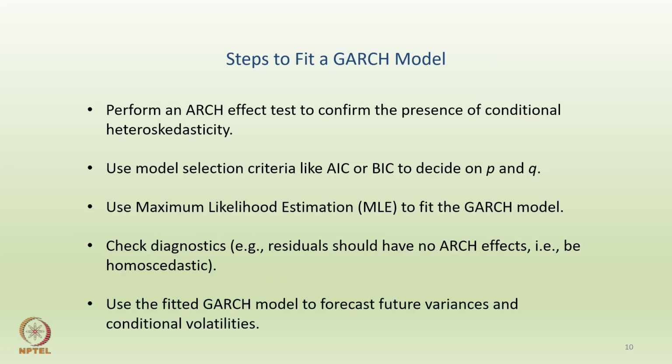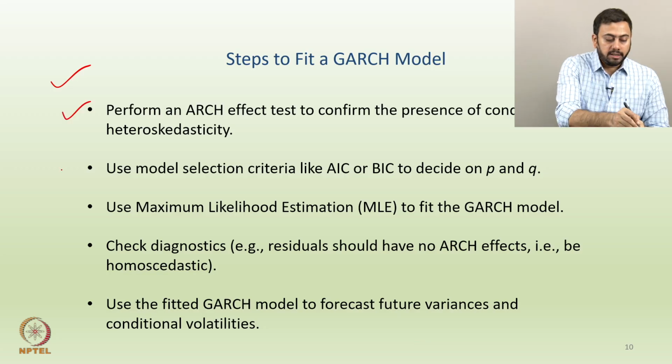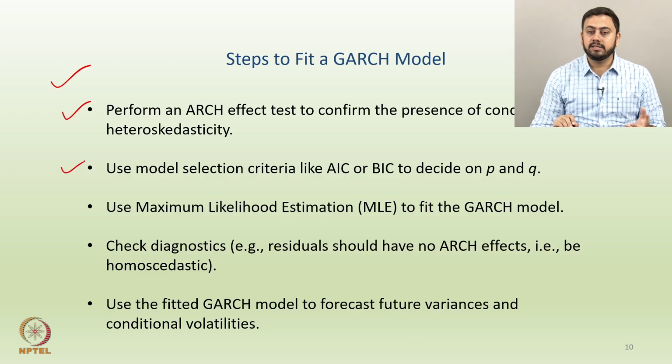So these are some of the key features, and shortcomings, when it comes to GARCH modeling. Now this slide I have put just to summarize the entire idea and brief you about the steps to fit a GARCH model. How exactly can one fit a suitable GARCH model to data? The very first step is to always perform the ARCH effect test to confirm the presence of conditional changing variance, or heteroscedasticity. One can use the LM test on the residuals for that. Then the second step is to use model selection criteria like AIC and BIC to decide on p and q. Thirdly, one can use MLE, maximum likelihood estimation, to fit the GARCH model.